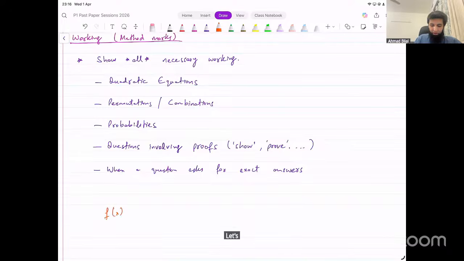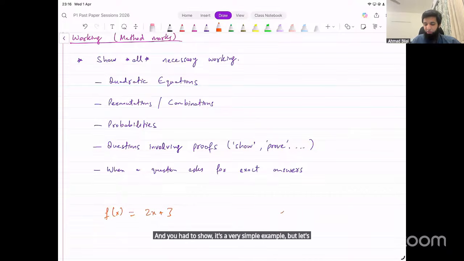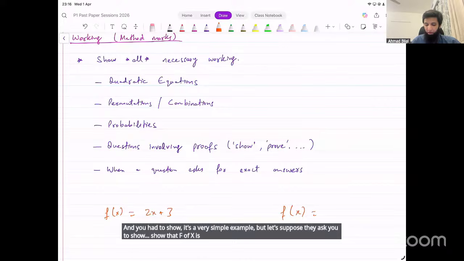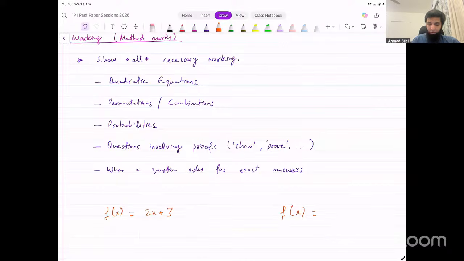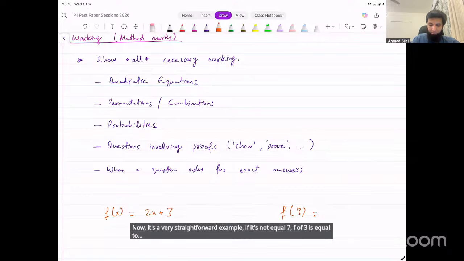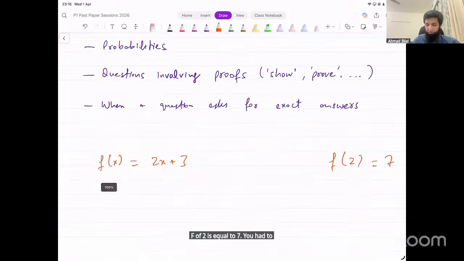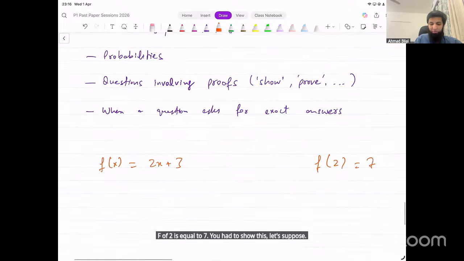Let's suppose you've got a function like this, f of x equal to 2x plus 3. And you had to show, it's a very simple example, but let's suppose they ask you to show that f of 2 is equal to 7. That's a very straightforward example. You had to show this, let's suppose. Now, some people, they would do it like this.